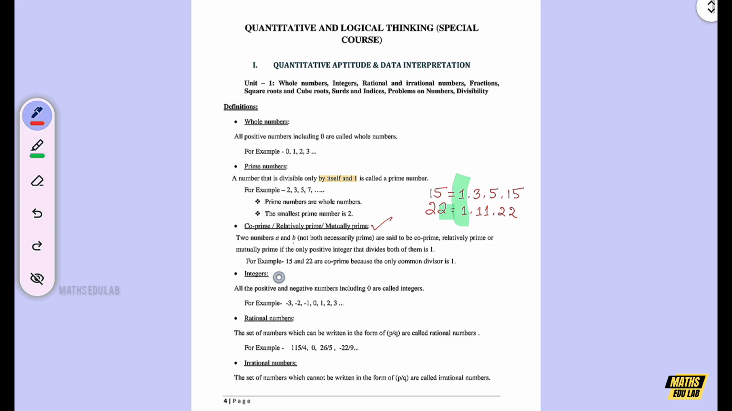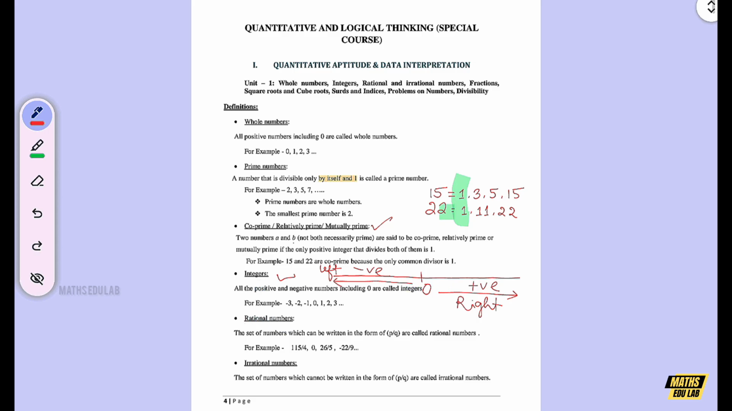Then comes to the integers. Integers are nothing but, as I explained at the start of the video, all the positive and negative numbers including 0. As I have drawn the number line, here we have 0, and on the right-hand side we have all the positive numbers. On the left-hand side we will have all the negative numbers. These are the negative integers including 0. So this is called integers.